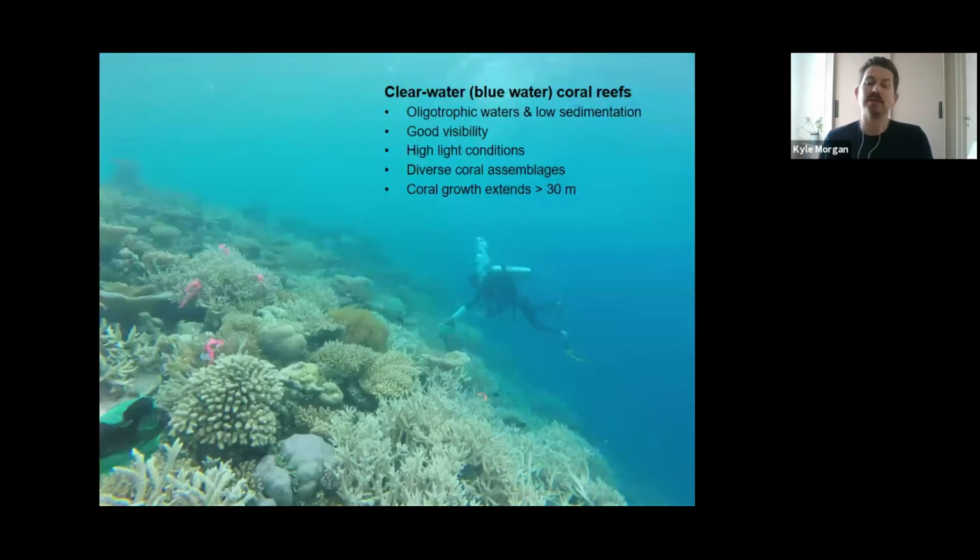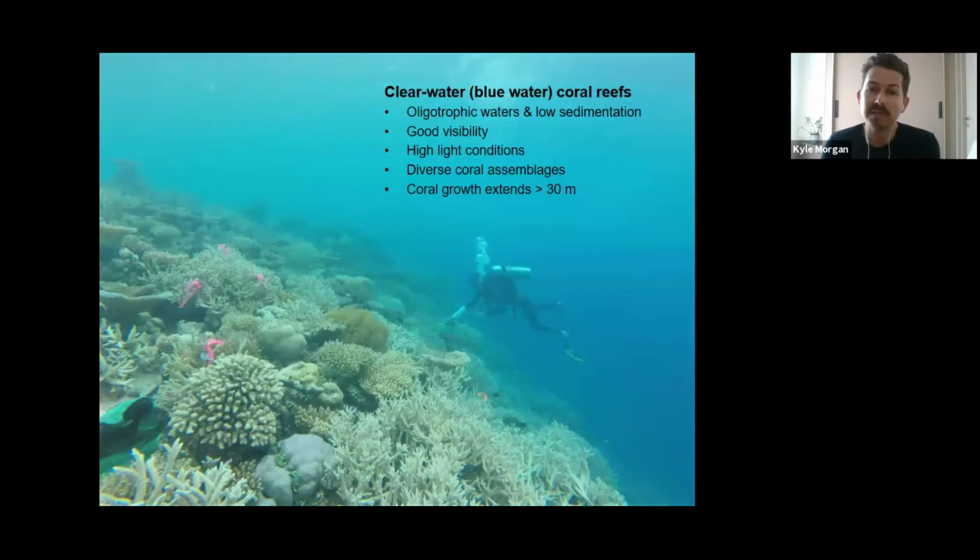So when we envision what a coral reef system is and the environmental conditions under which corals live and thrive, we typically have this idea of clear water, or as some people call them, blue water coral reef settings. The water is typically oligotrophic, which means it's nutrient poor. We have low suspended sediments and sedimentation rates on reefs. Collectively, these drive ambient conditions where we have very good visibility and high light conditions on reefs, because surface sunlight can penetrate deep into the water column.